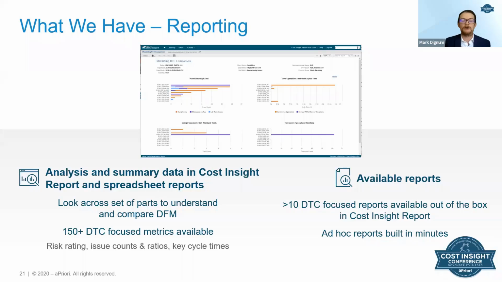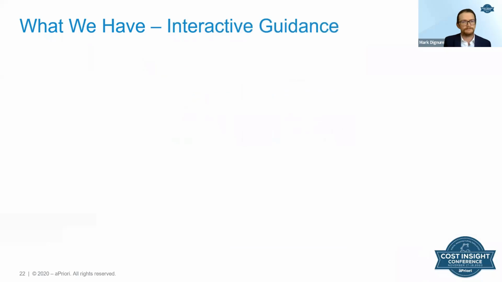So this is really, really powerful, having this available so you can report across a large data set and identify outliers within that data set. And in terms of what we have available, out of the box, there's over 10 purely focused on DTC reports available that work with any data set that's been costed with Design to Cost Enable. And then also ad hoc reports can also leverage these various metrics. And those reports can be built very, very quickly to allow you to focus on really what is most valuable to you for identifying those parts.